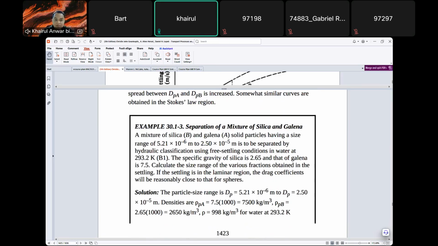Example 30.1-3, separation of a mixture of silica and galena. A mixture of silica and galena, having a particle size range of 5.21 times 10 to the power of -6 meter to 2.5 times 10 to the power of -5 meters, is to be separated by hydraulic classification using free settling conditions in water at 293.2 Kelvin. The specific gravity of silica is 2.65 and that of galena is 7.5.